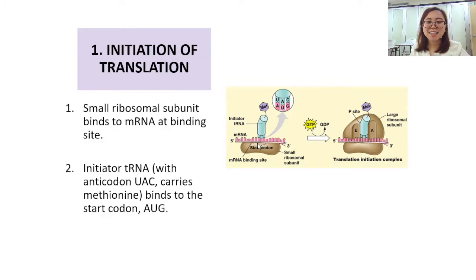And then the initiator tRNA, which is the first tRNA to start, with the anticodon UAC carrying methionine, will bind to the start codon AUG. Dia akan datang duluan, dia melekat kepada start codon.